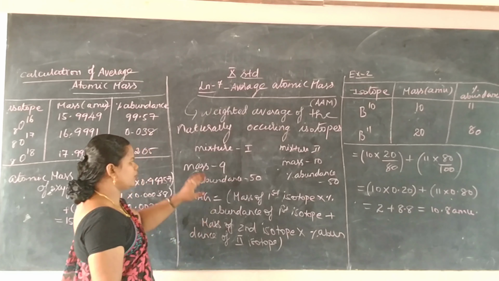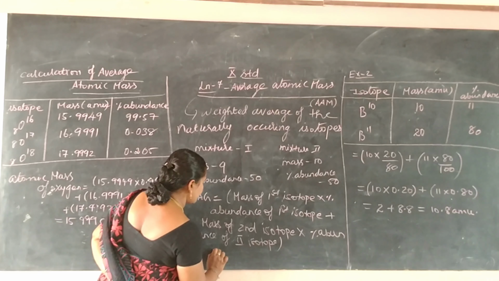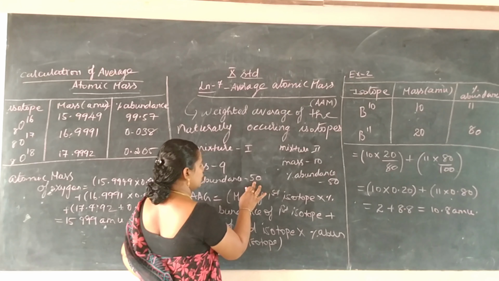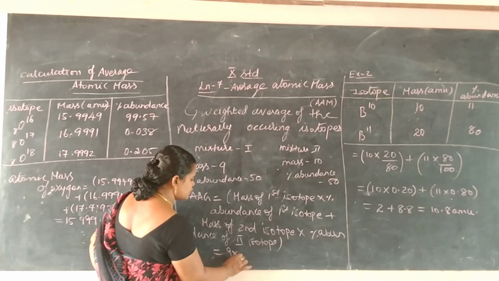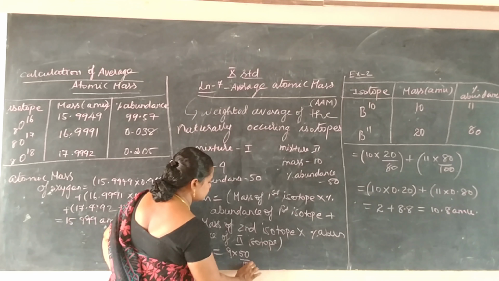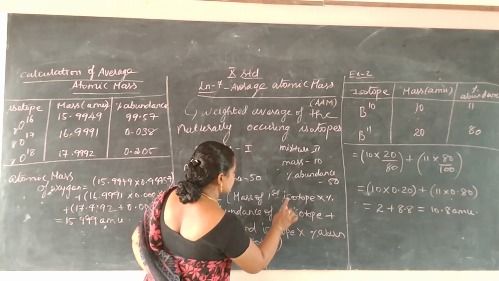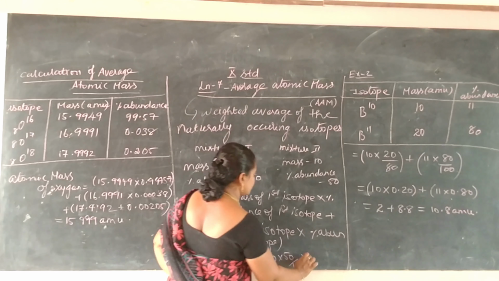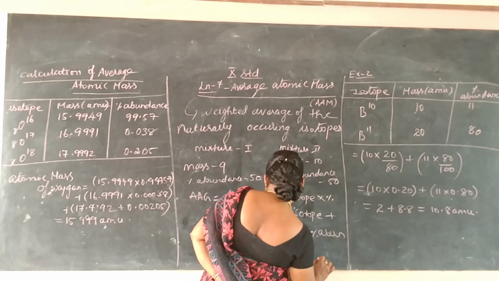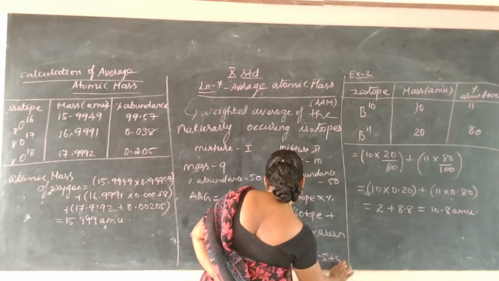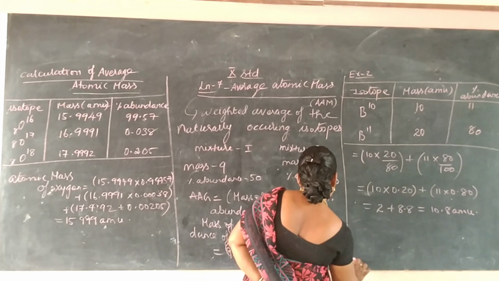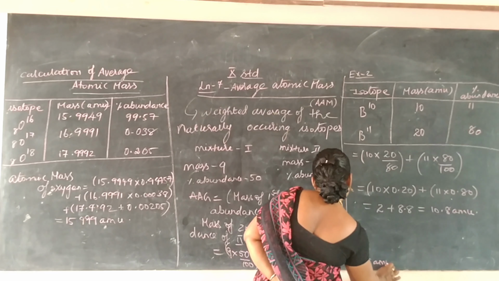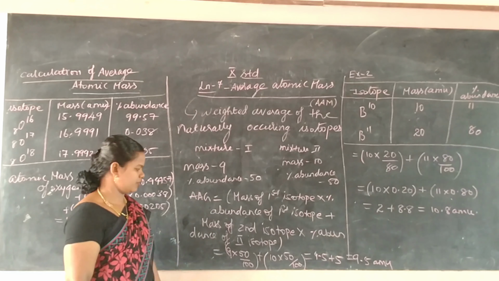For this, you have to substitute the values. The mass of the first isotope is 9, and you have to use the percentage abundance also, so 9 into 50 by 100, plus the mass of the second isotope, 10 into 50 by 100. So it will be equal to 4.5 plus 5, which is 9.5 atomic mass unit.